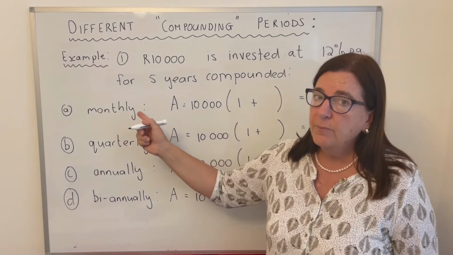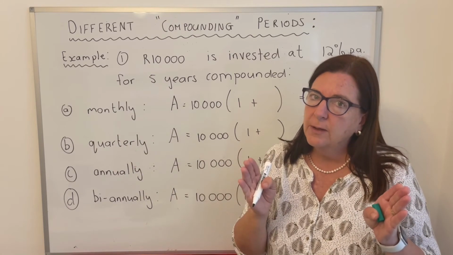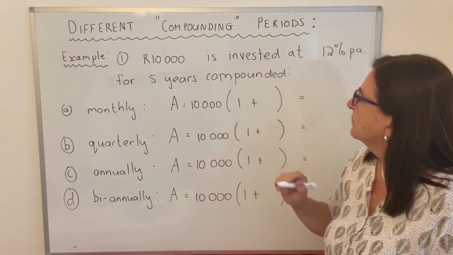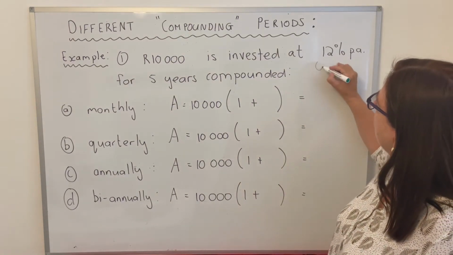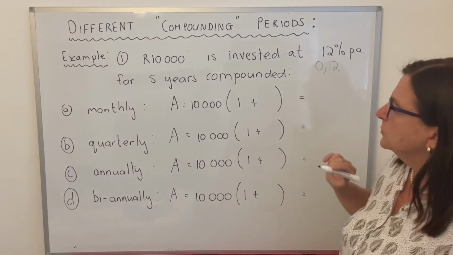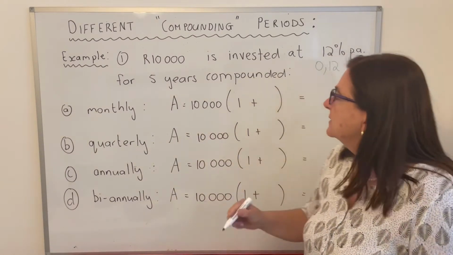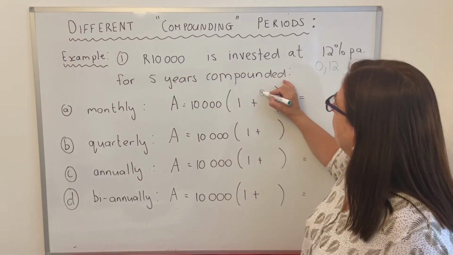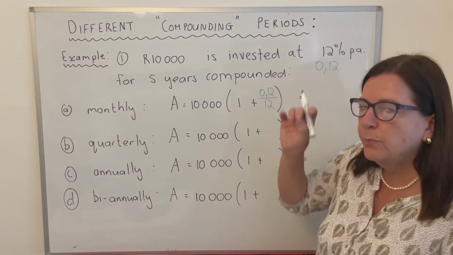Now remember, if it's compounded monthly, that means at the end of every single month, interest is charged. So my interest is 12% per annum, which remember is 0.12. But if that 0.12 is charged every month, it's going to be 0.12 divided by 12 because it's per annum.